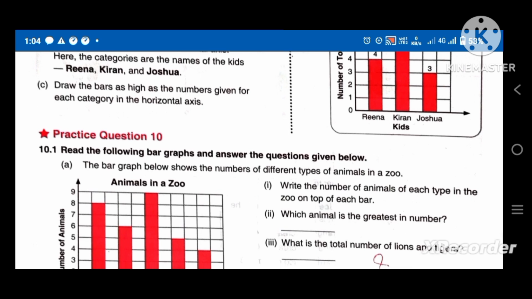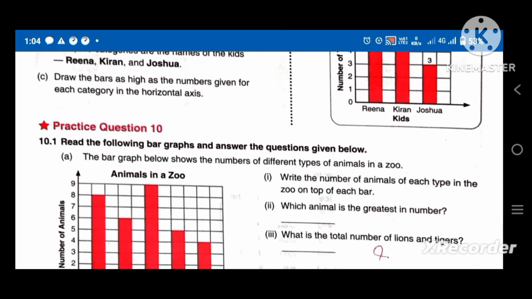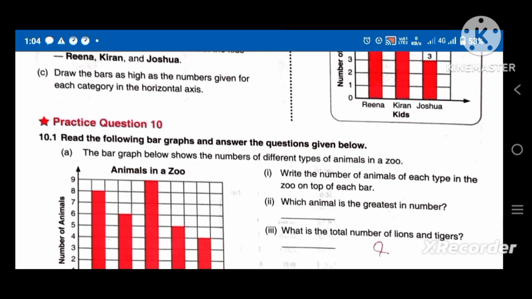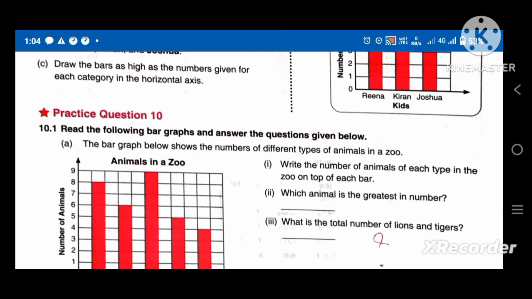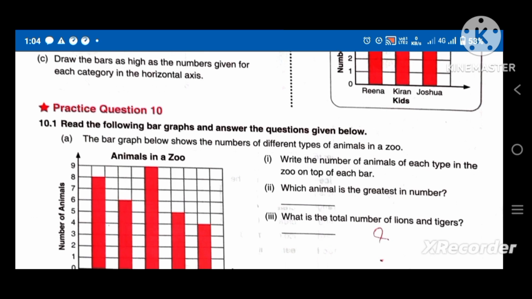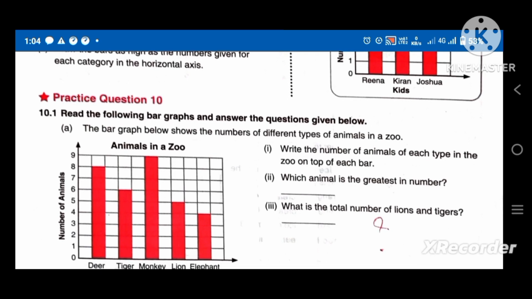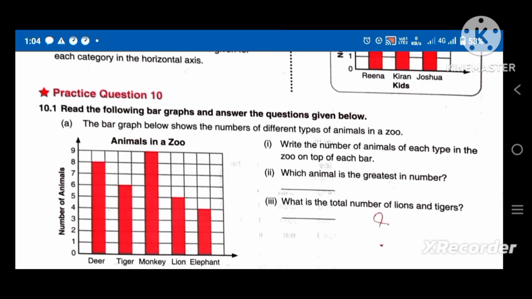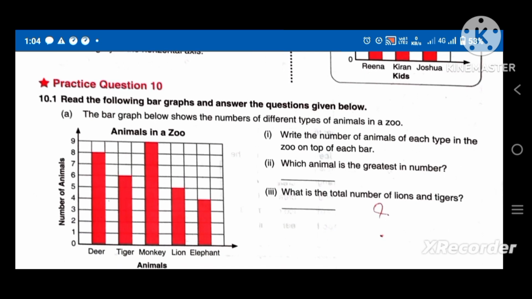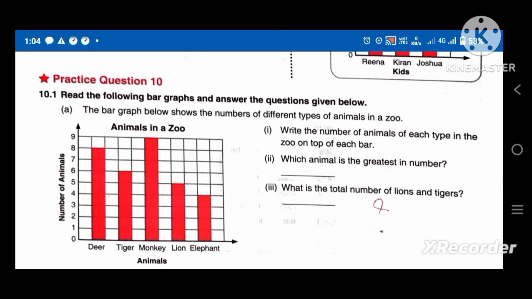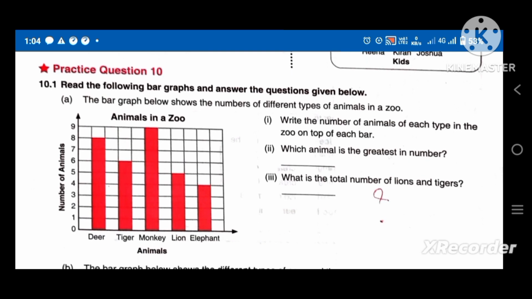Practice question number 10. 10.1. Read the following bar graphs and answer the questions given below. A. The bar graph below shows the numbers of different types of animals in a zoo. Animals in a zoo, horizontal. In vertical, number of animals. Deer, 8 animals. Tiger, 6 animals.